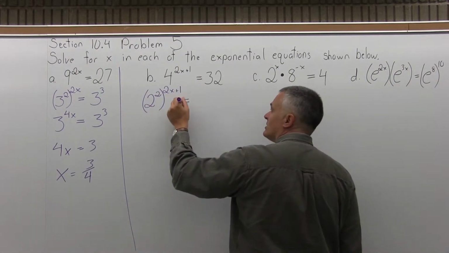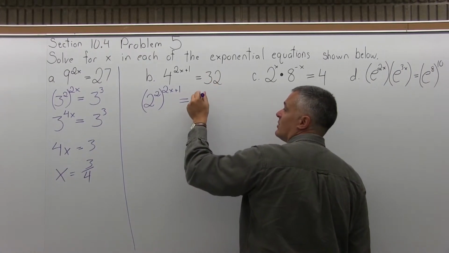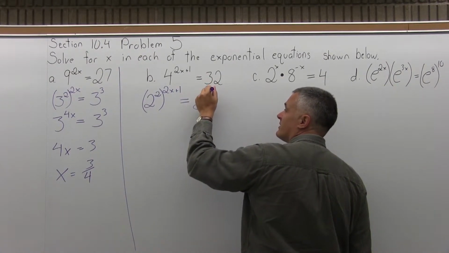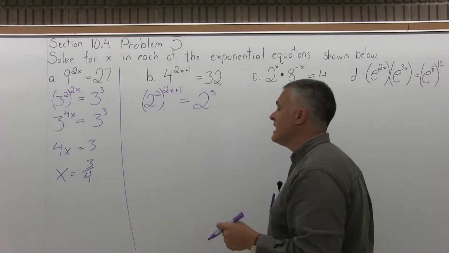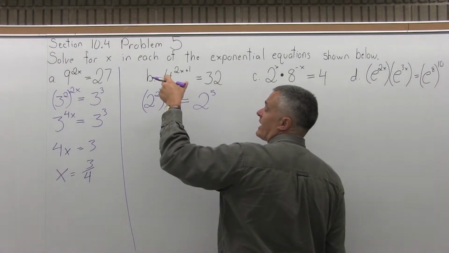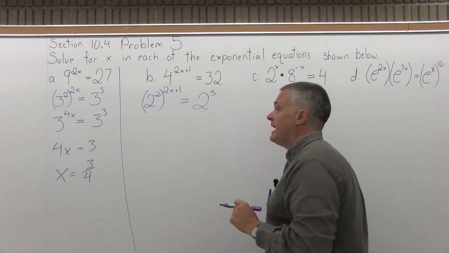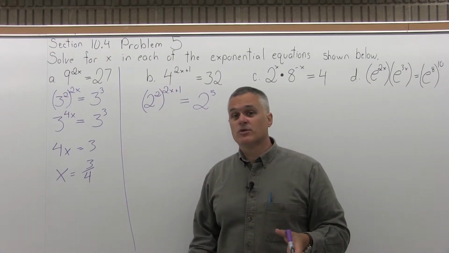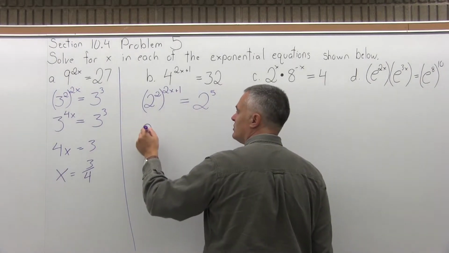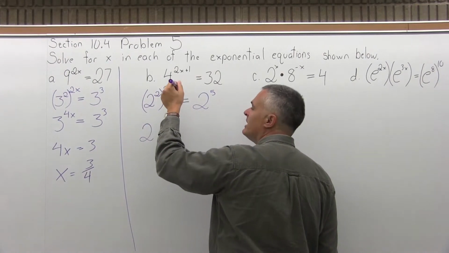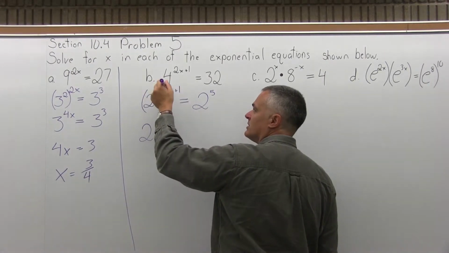And equals, the 32 that's on the right side of the equation is actually 2 to the 5th. So 2 to the 5th is still 32. I've just changed the way it looks. And now on the left, again, what I have is a power to a power. And the rules for exponents say when you have a power to a power, you multiply the exponents. So on the left, 2 to the 2nd to the 2x plus 1, let me multiply the exponents, the 2 and the 2x plus 1.